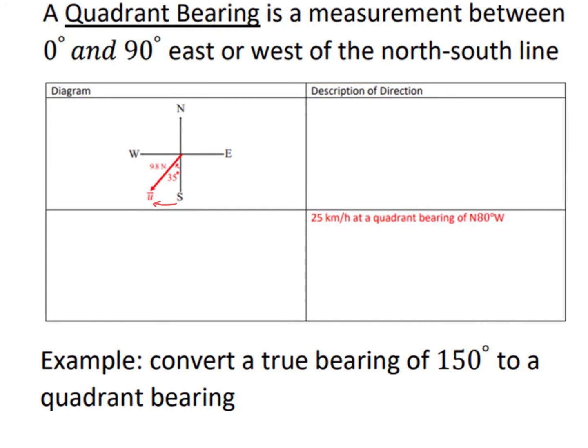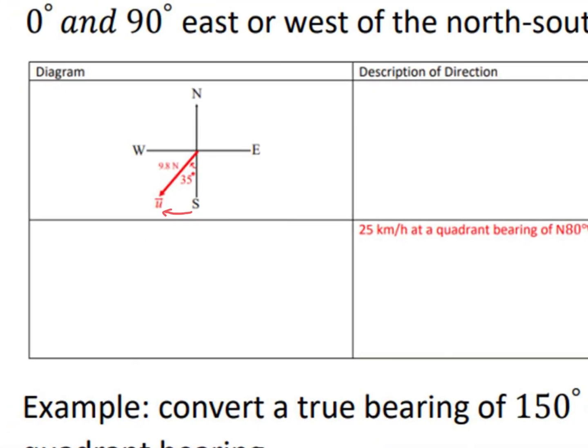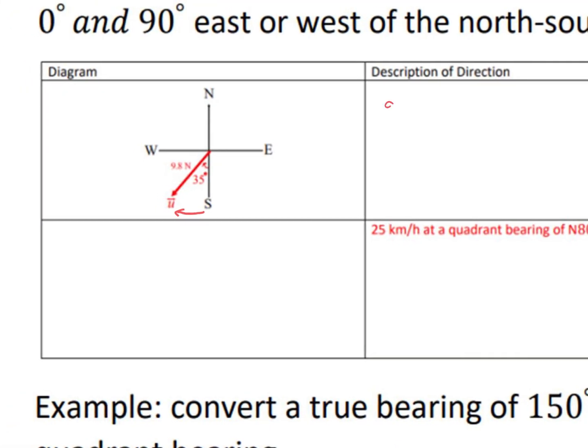And that magnitude, it's hard to read here, I think it says 98 newtons. So if I'm describing this, this is 98 newtons, and the quadrant bearing would be starting at south. I am going 35 degrees towards the west. You'll notice that we put square brackets around that to indicate the quadrant bearing.